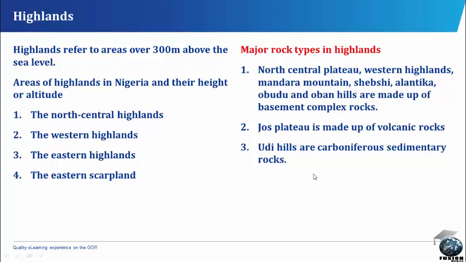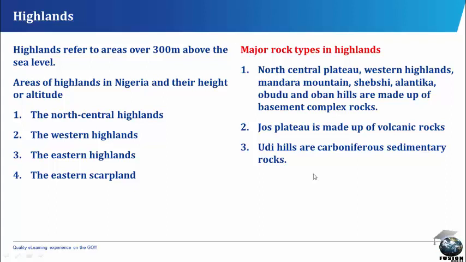These are found in the borders between Nigeria and Cameroon. They represent the highest zone in Nigeria. Among the mountains are: 1. Mandara Mountain, 2. Biu Plateau, 3. Adamawa Mountain. 4. The Eastern Scarpland.